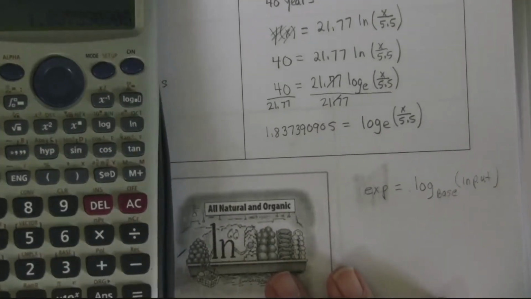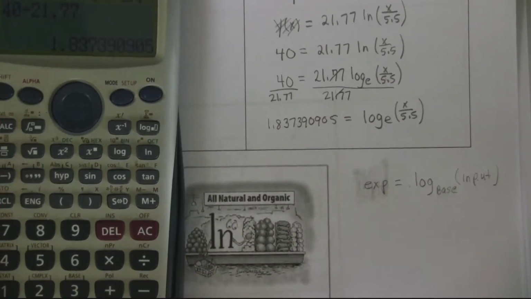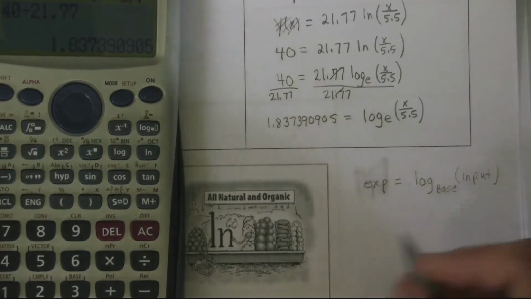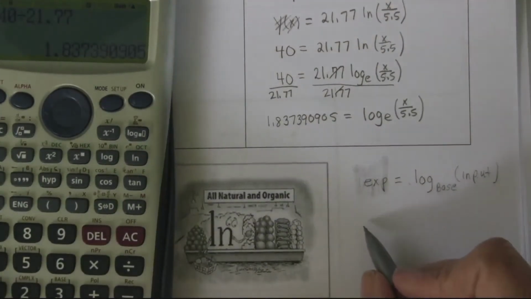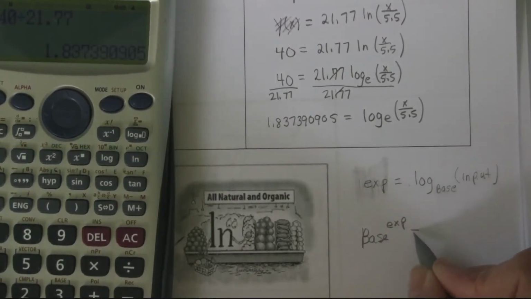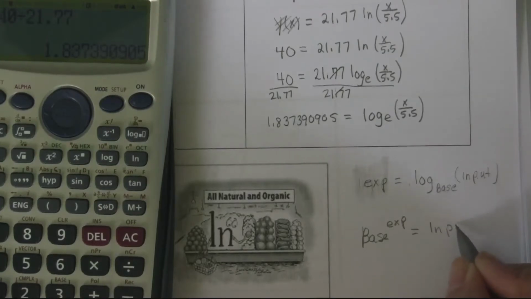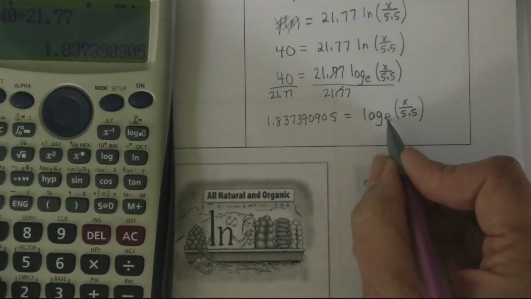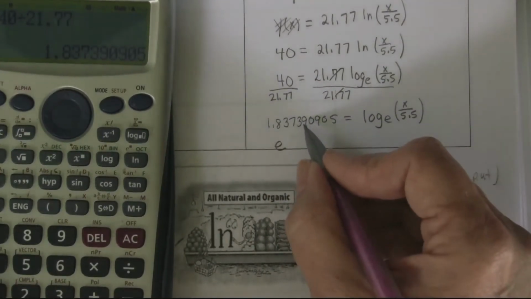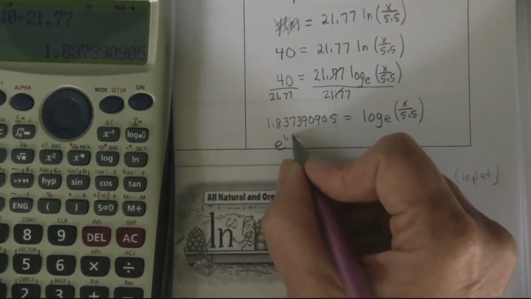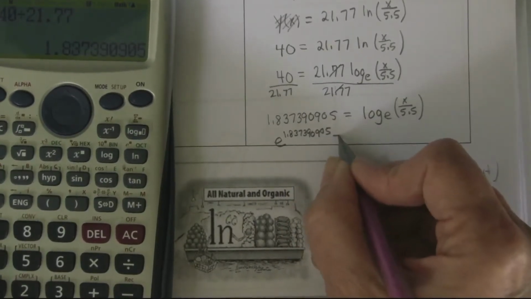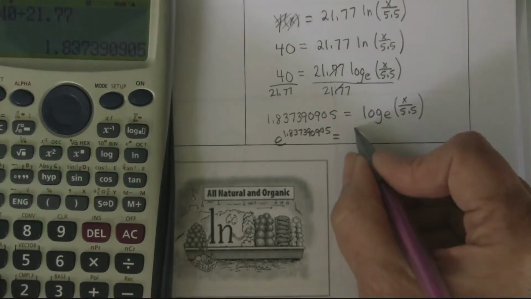And so now is where I'm going to use my property of logarithms, and I'm going to write this in exponential form. Remember how when you go to write it in exponential form, you write down the base, then the exponent, equals your input. So when I do that, my base is E raised to my exponent. My exponent is this big number here, 1.8373900905, equals X over 5.5.